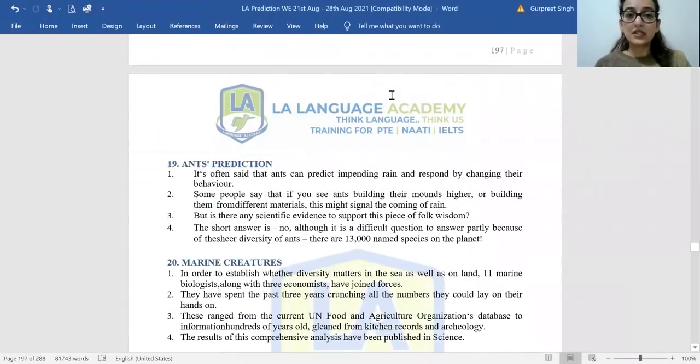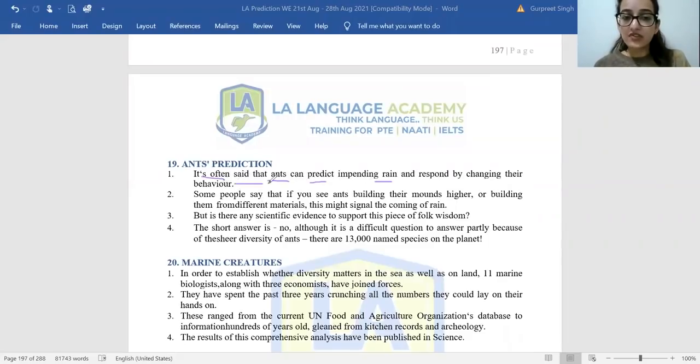Okay, number 19 says, ants prediction. It's often said that ants can predict impending rain and respond by changing their behavior. A general sentence which says that normally it is said like this. And what is said? We have ants, and we understand they can predict rain and respond by changing their behavior.